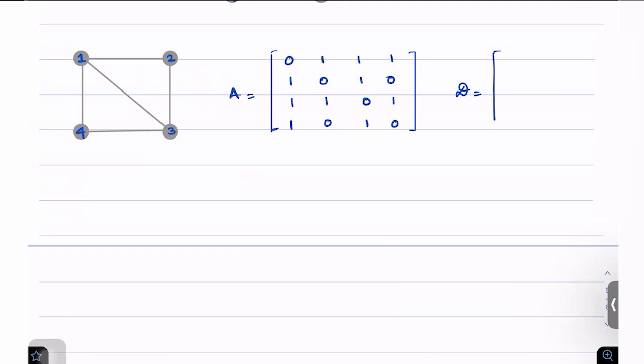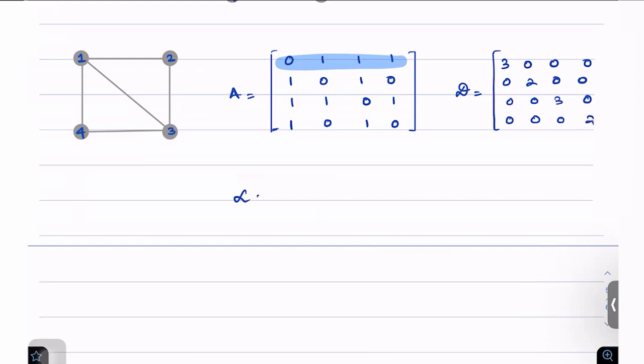And the degree matrix is even simpler to construct. It is simply A times 1n, or we can directly add the rows to get the degree. The first row simply adds up to 3. So it's this. And the second one has a degree of 2. Node number 3 again has a degree of 3. And node number 4 has a degree of 2.